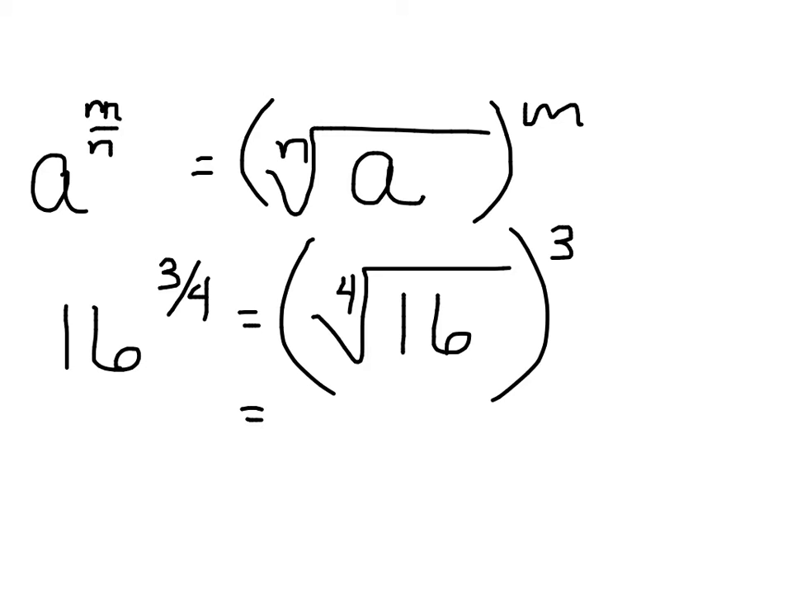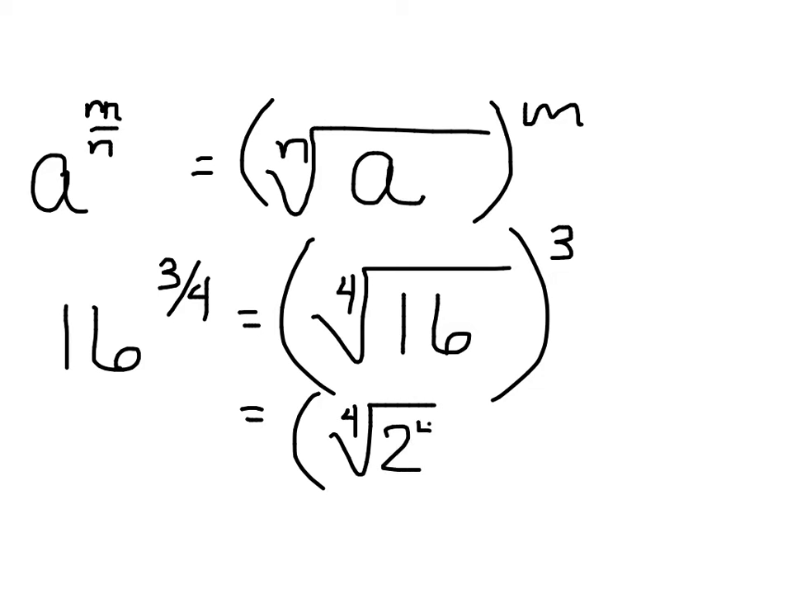Now, when I simplify this, what I do first is I do the 4th root of 16, which means I'm looking for the same number that multiplies together 4 times to give you 16. So 1 times 1 times 1 times 1 is 1. 2 times 2 is 4, times 2 is 8, times 2 is 16. So how many of them do I have? 4.